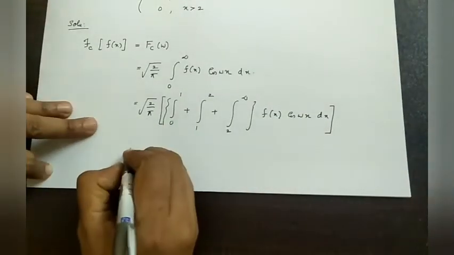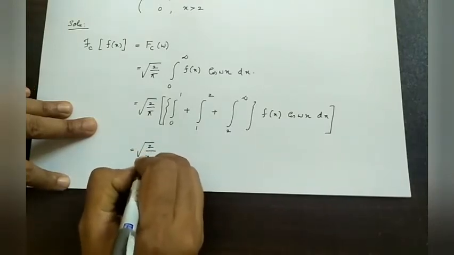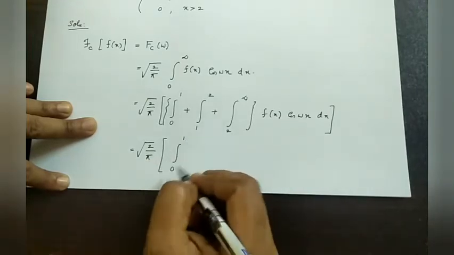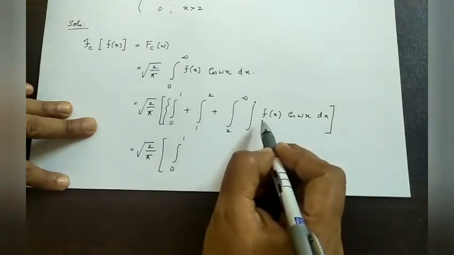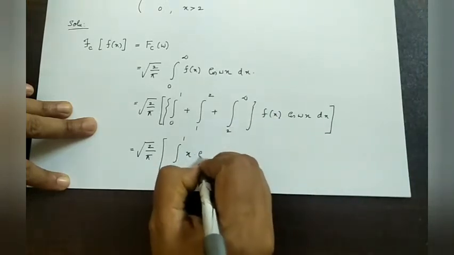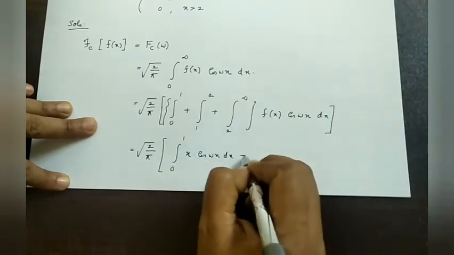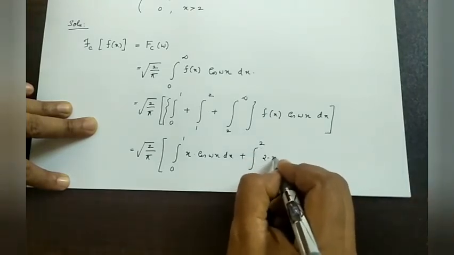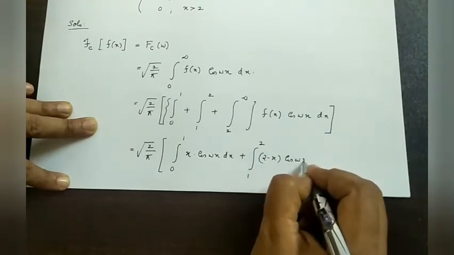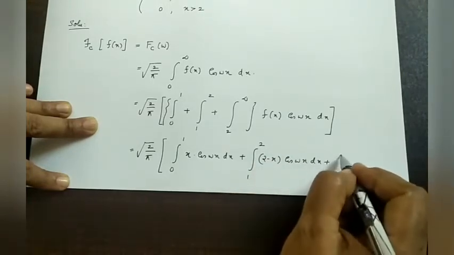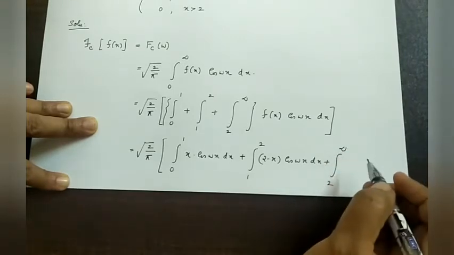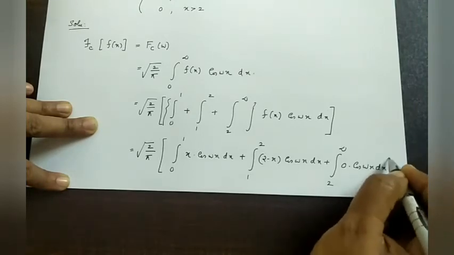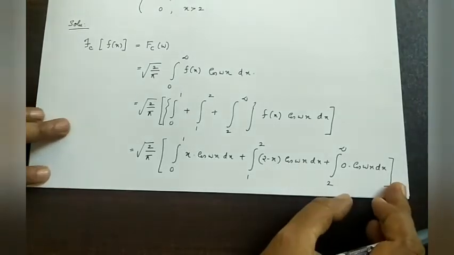Now again dividing, square root of 2 by pi into integral from 0 to 1. From 0 to 1 the value of the function is x, therefore x cos omega x dx. Then from 1 to 2 the value of the function is 2 minus x, therefore we have 2 minus x cos omega x dx. Then from 2 to infinity the value of the function is 0, therefore 0 cos omega x dx. Now integrating each term by term.